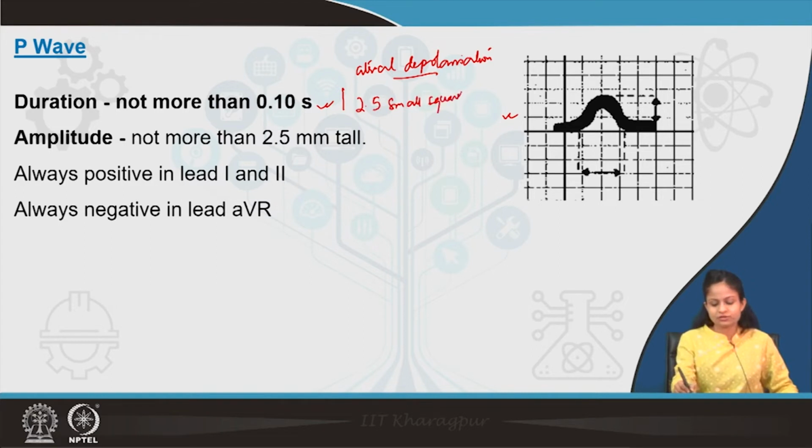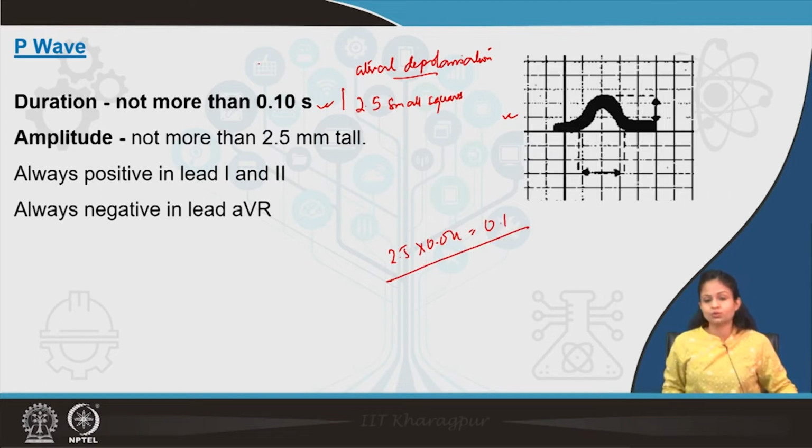Now, each small square is of 0.04 duration. So, 2.5 small squares, 2.5 into 0.04, will give 0.1 seconds, and that is what is written on the slides. The duration should not be more than 0.1 seconds. The amplitude also should not be more than 2.5 millimeter tall.